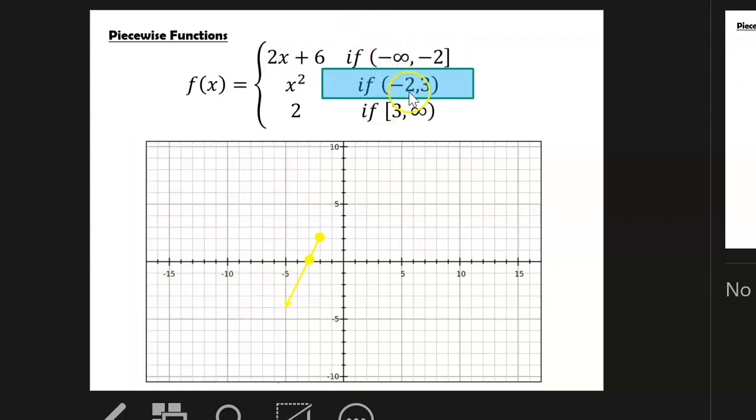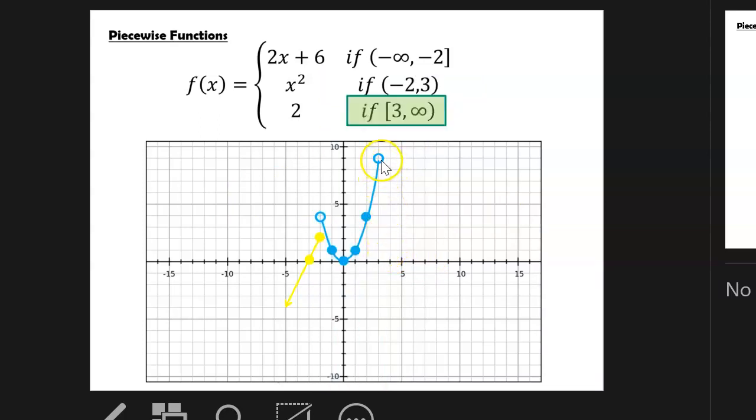Okay, let's move to the middle section. I want to graph the quadratic x squared between negative 2 and 3. Here's what the quadratic looks like over its entire domain, but I want to focus on between negative 2 and positive 3. So, just like before, I'm going to take and throw out all these other pieces of the graph, leaving me with just this.